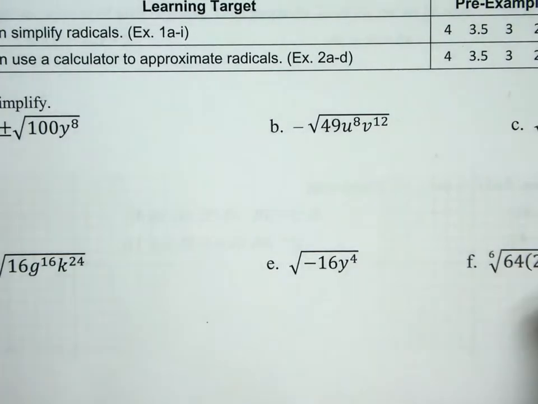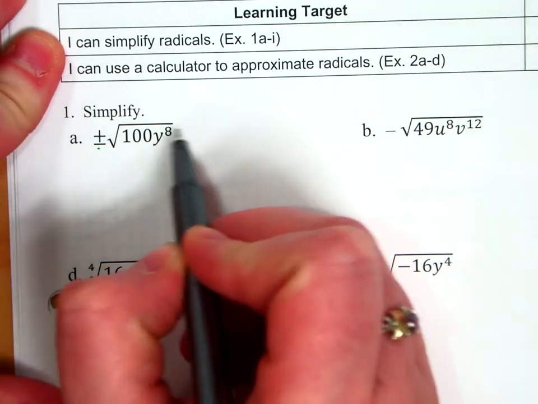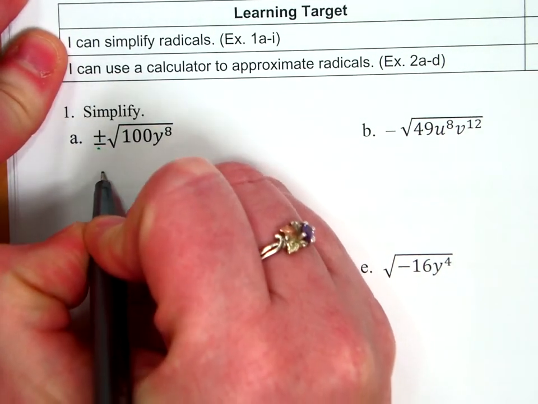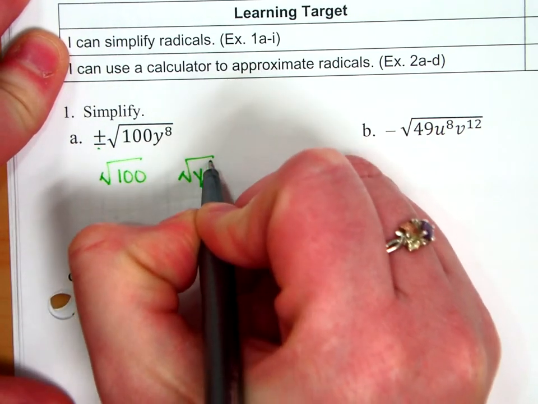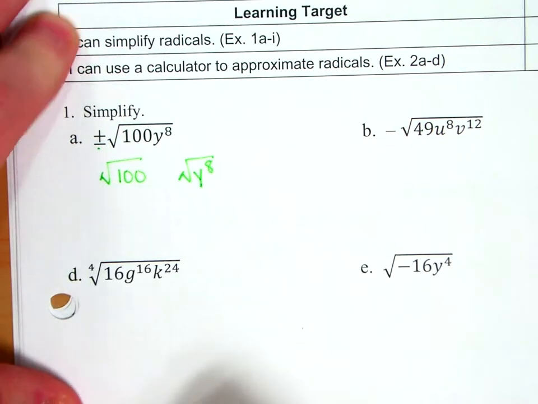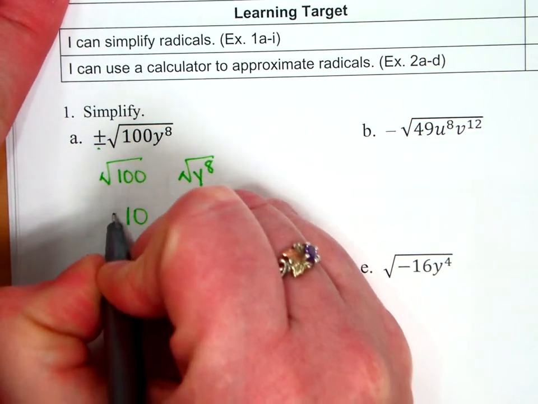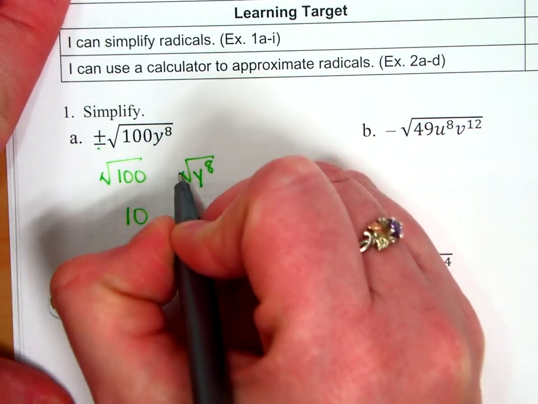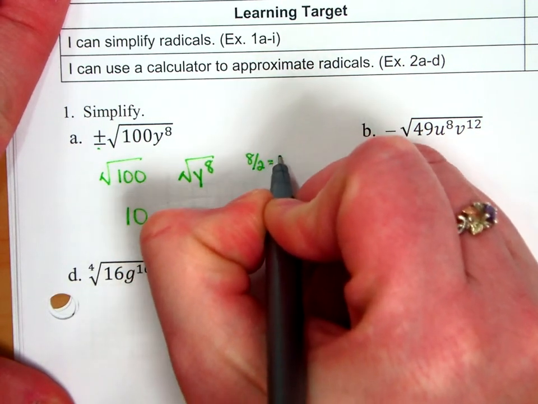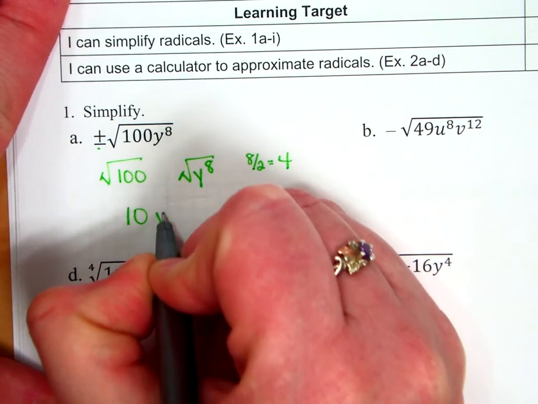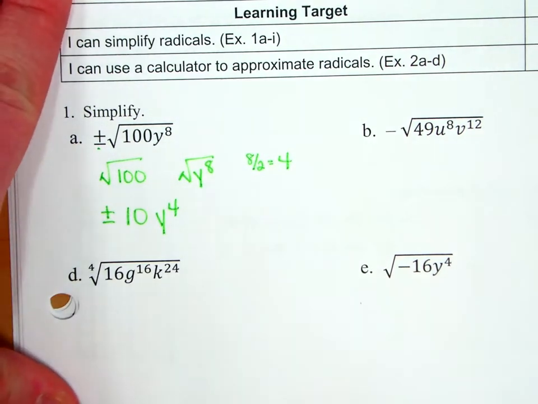Looking at example number 1a, we have the plus and the negative of the square root of 100. So I'm going to break this down into the square root of 100 and the square root of y to the 8th. So square root of 100 is 10. And then here, since I know my index is 2, I'm going to take 8 divided by 2, which gives me 4. So I know that I have y to the 4th. And this is plus or minus.